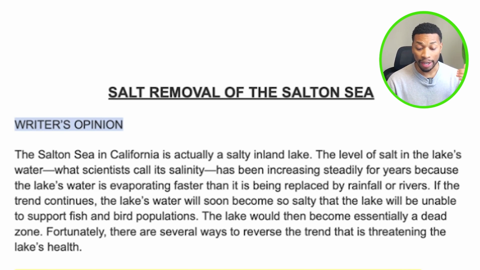The Salton Sea in California is actually a salty inland lake. The level of salt in the lake's water, what scientists call its salinity, has been increasing steadily for years because the lake's water is evaporating faster than it is being replaced by rainfall or rivers. If the trend continues, the lake's water will soon become so salty that the lake will be unable to support fish and bird populations. The lake would then become essentially a dead zone. Fortunately, there are several ways to reverse the trend that is threatening the lake's health.